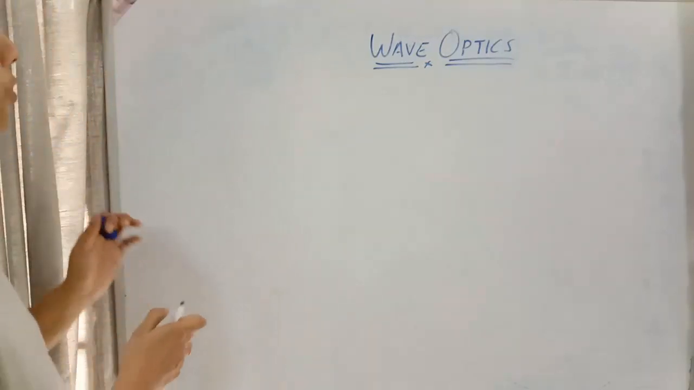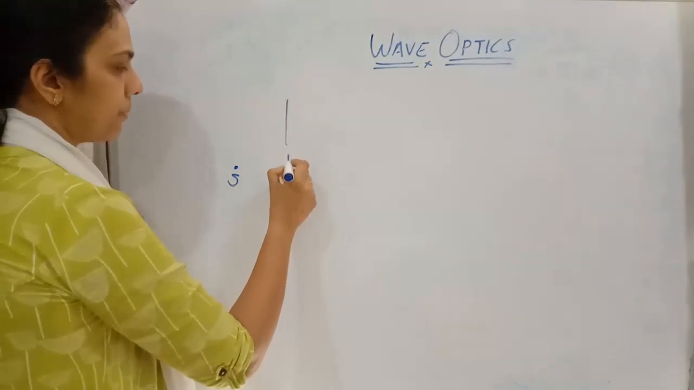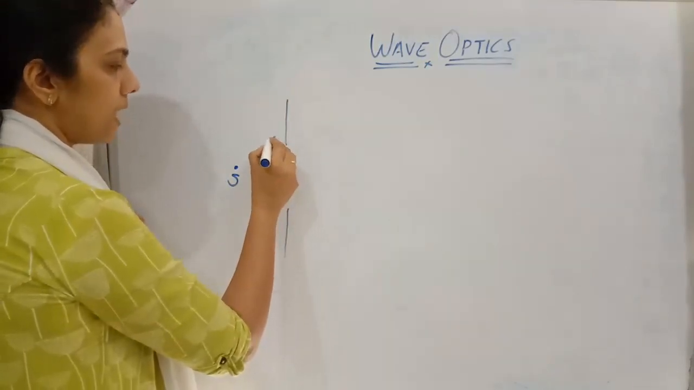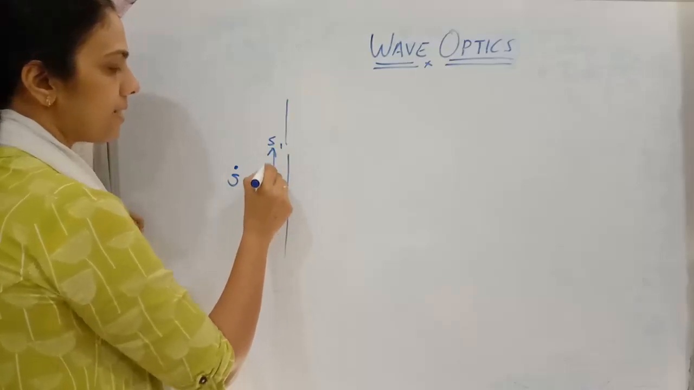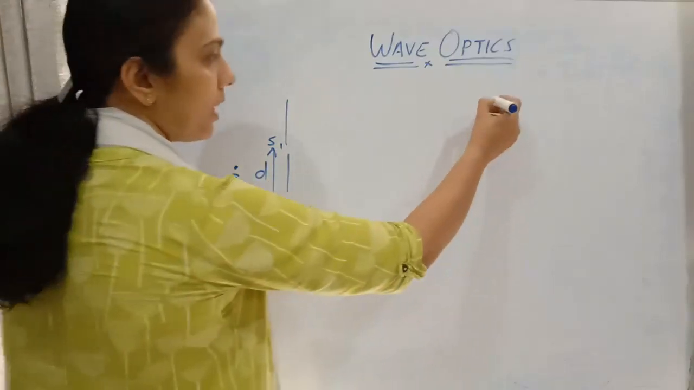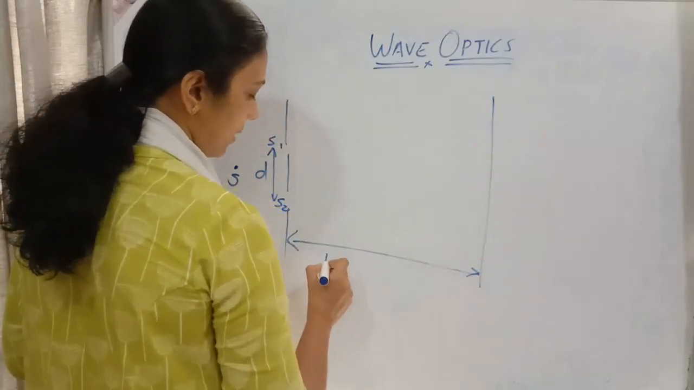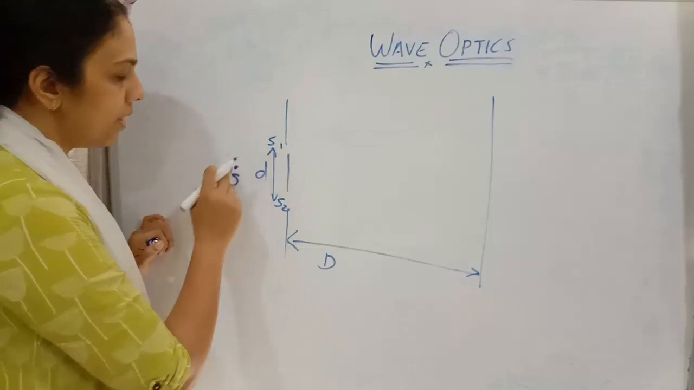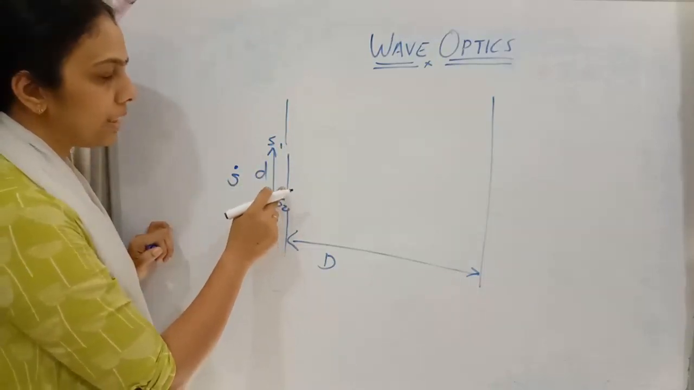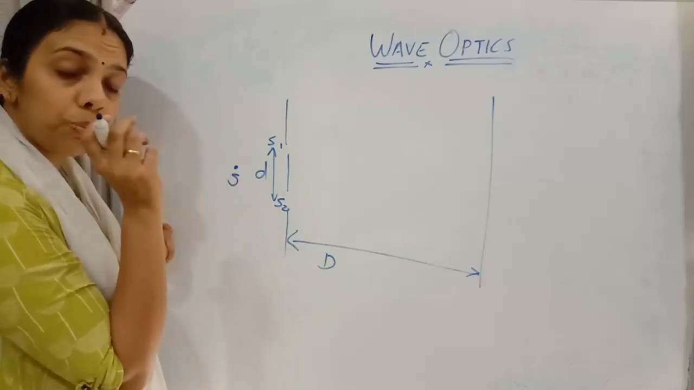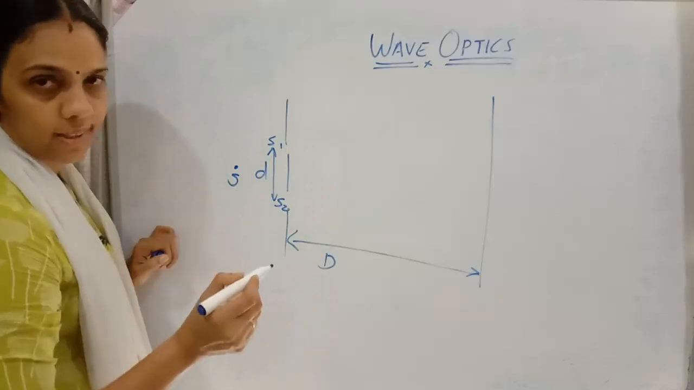For that we will consider one source first, and here I am taking two slits S1 and S2. These two slits are at a distance d apart. A screen is kept at a distance D from the slits. Since the two waves come from the same source through these two very small slits, they will be two coherent sources.